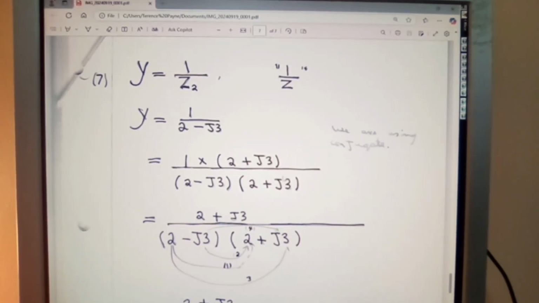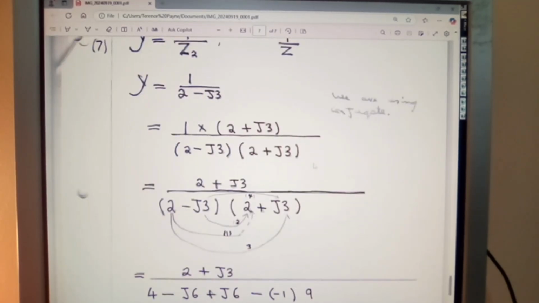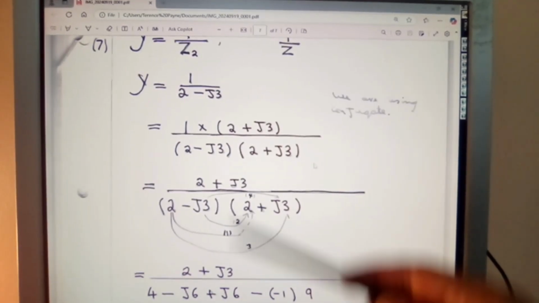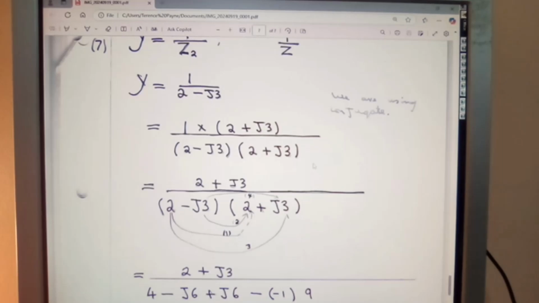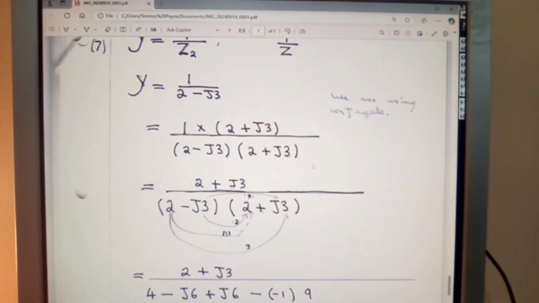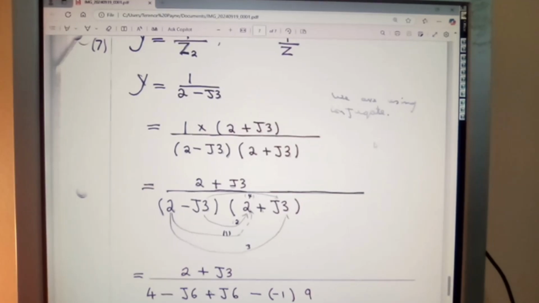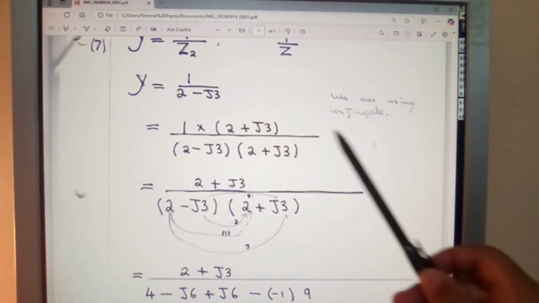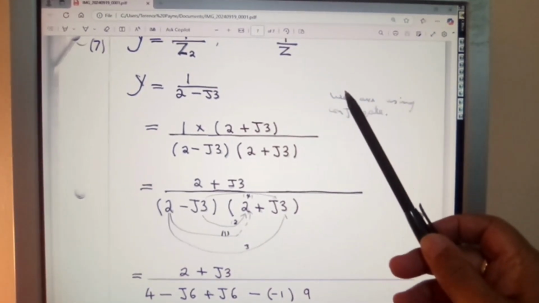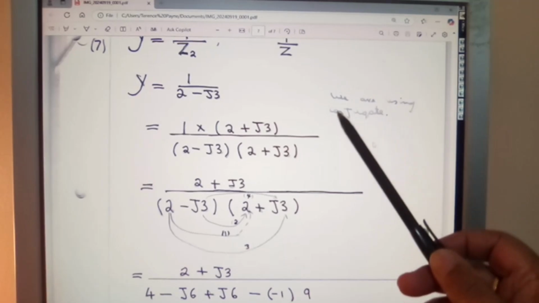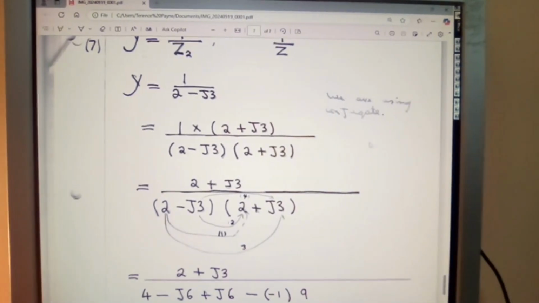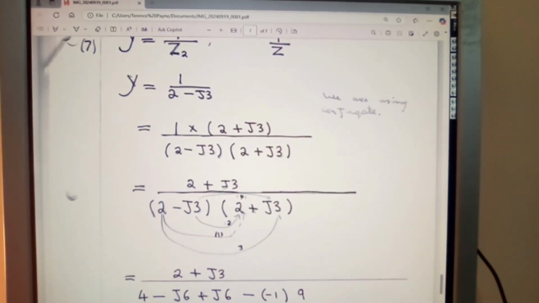Okay, and here we have this formation here, multiplying the top and bottom by 2 plus j3. And here I made a note for myself. I'm using conjugate. Conjugate. Okay.